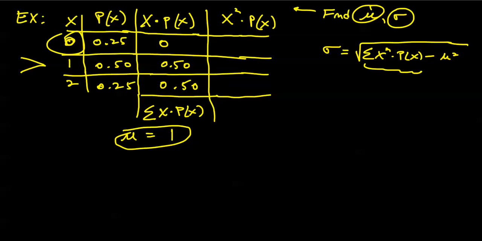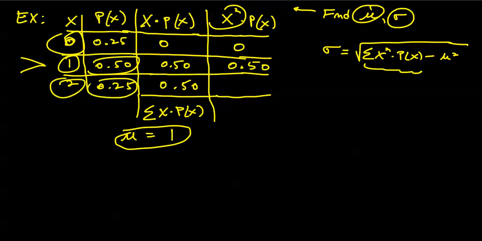0 squared is 0. 0 times anything is 0, so that's easy. How about 1? 1 squared is 1, and 1 times 0.5 is 0.5. So that one's easy also. How about 2 now? 2 squared is 4, and 4 times 0.25 is going to be 1. Alright, I'm ready to add up this x squared times p of x column. And of course it's 1.5.